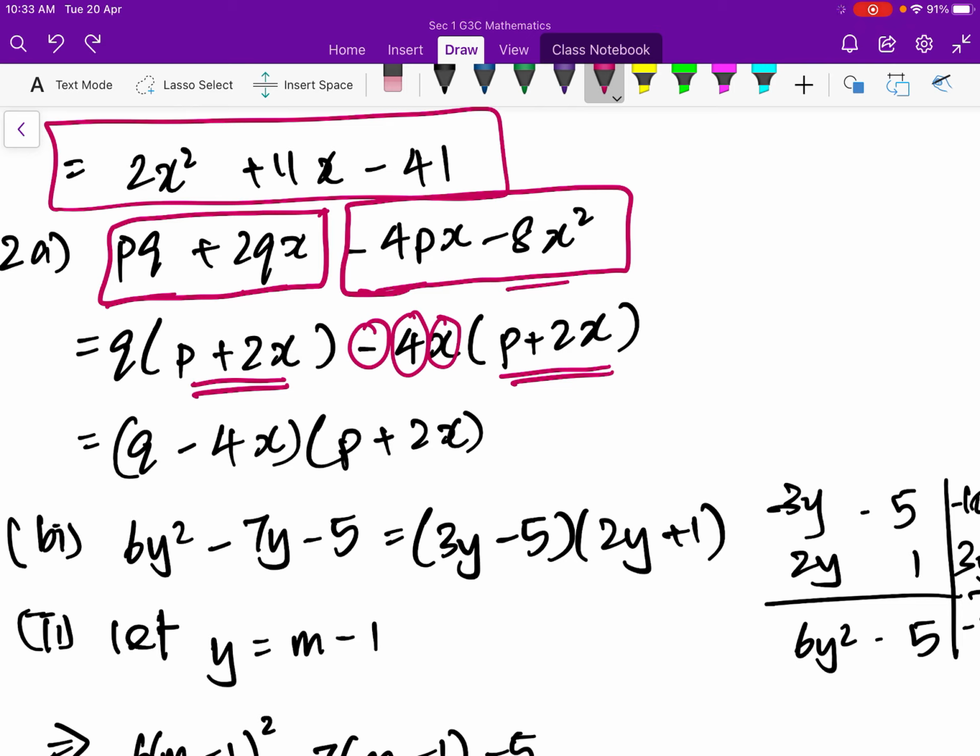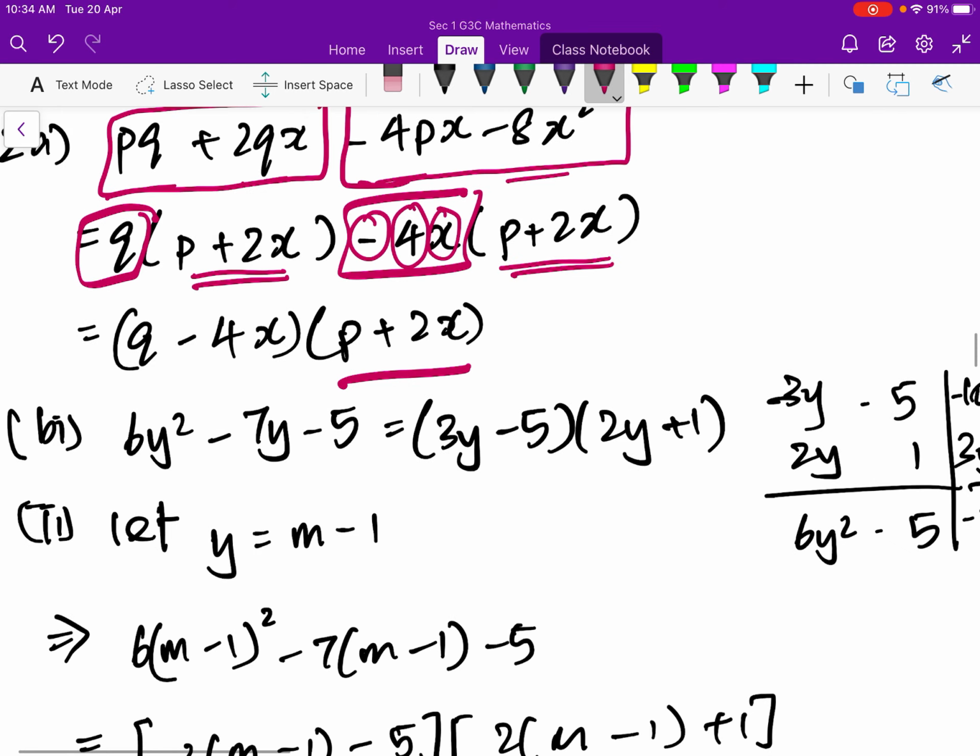So given that p plus 2x is a common factor, put it here. What is left is q minus 4x, q minus 4x, after you factorize out the common factor of p plus 2x over here.